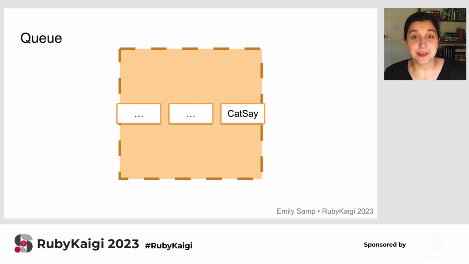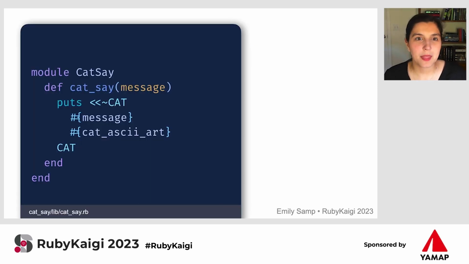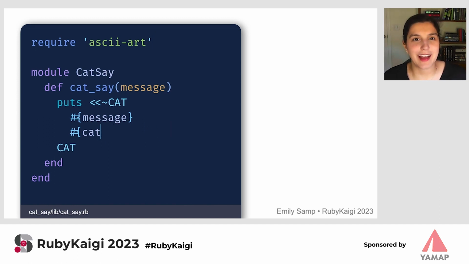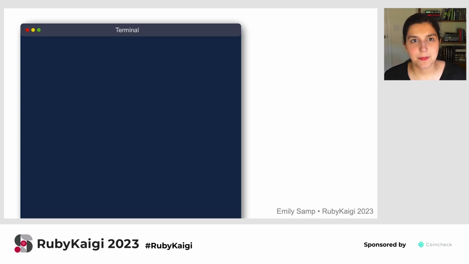In fact, I would say most gems have dependencies in the form of other gems. Let's go back to my cat-say gem example. Let's say that while developing the gem, I discover another gem called ASCII art, whose sole job is to create ASCII art strings. I require that gem inside of my own, and then use a method from a module defined inside the ASCII art gem.